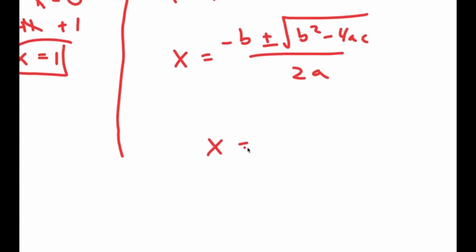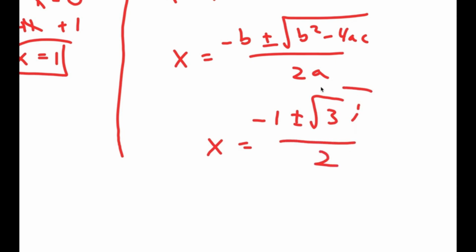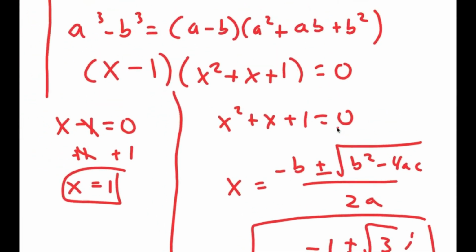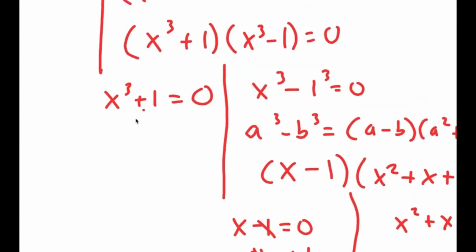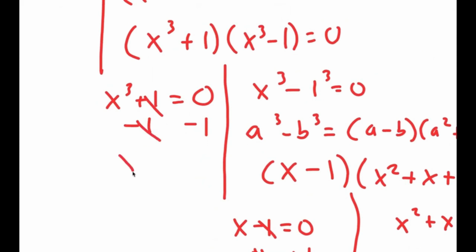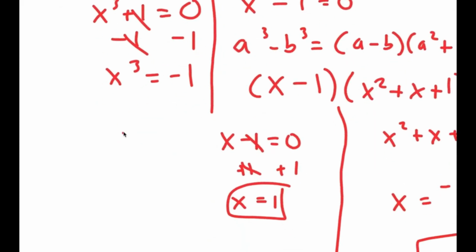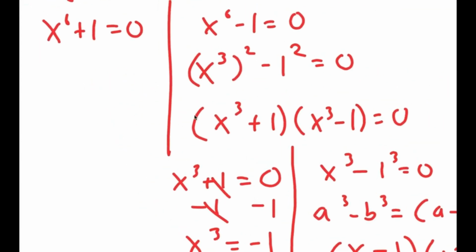So by using it, I get x is equal to negative 1 plus or minus the square root of 3i over 2. So these are two more solutions. And now we aren't done yet because we also have to solve these. So now I have x to the power of 3 plus 1 is equal to 0. And I'm going to subtract 1 on both sides, so I get x to the power of 3 is equal to negative 1, meaning x is also equal to negative 1. So this is another solution.